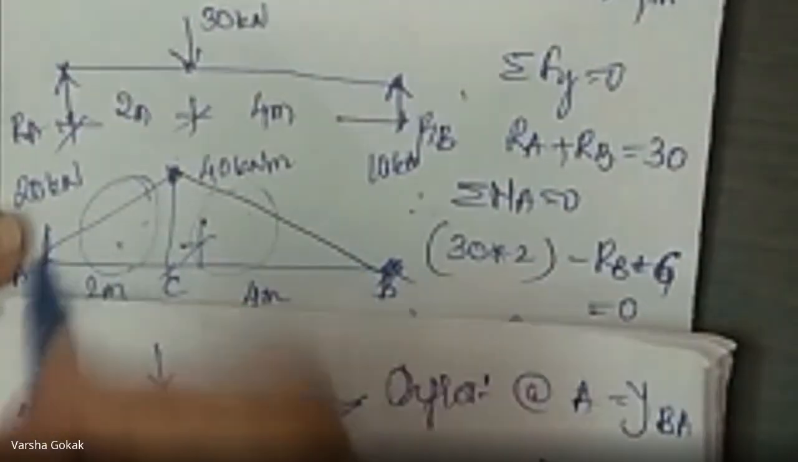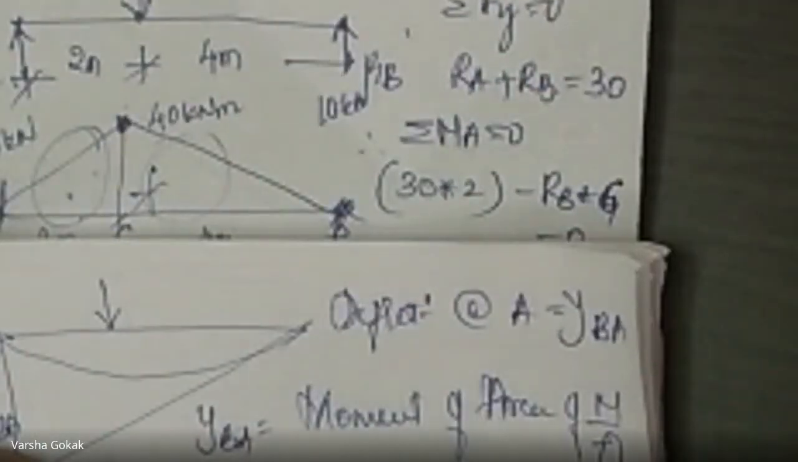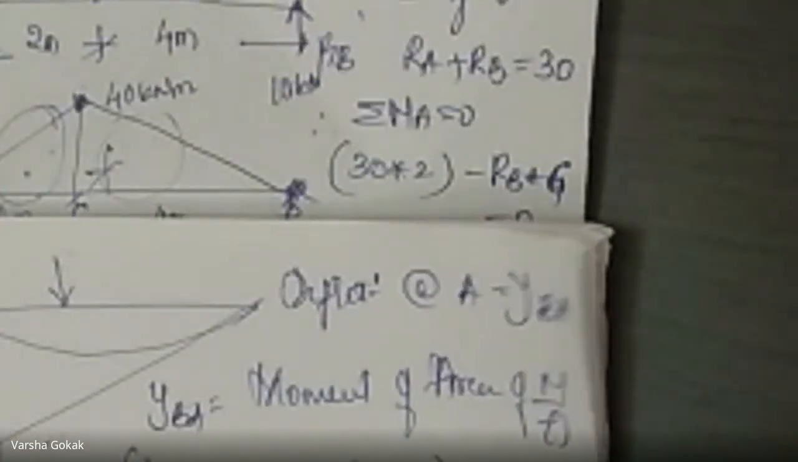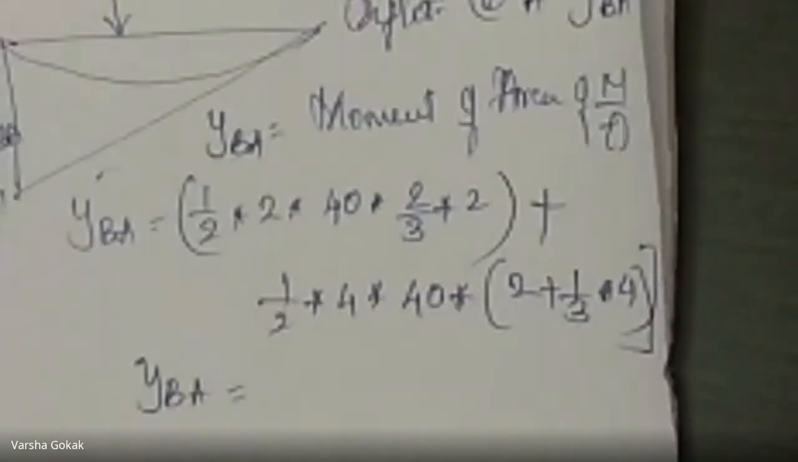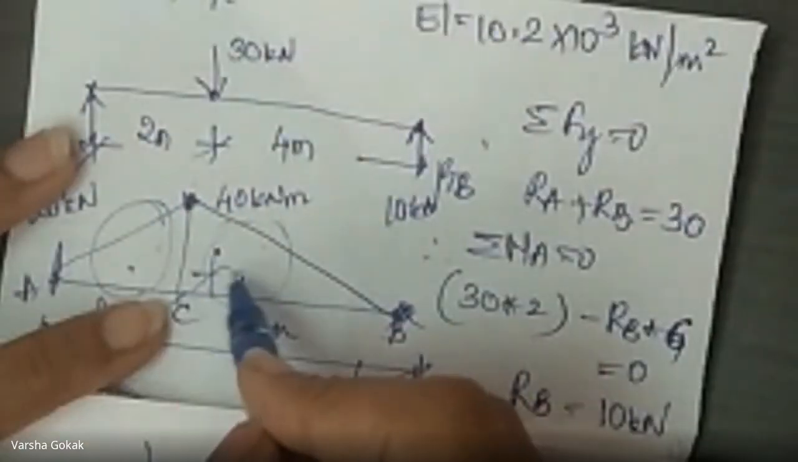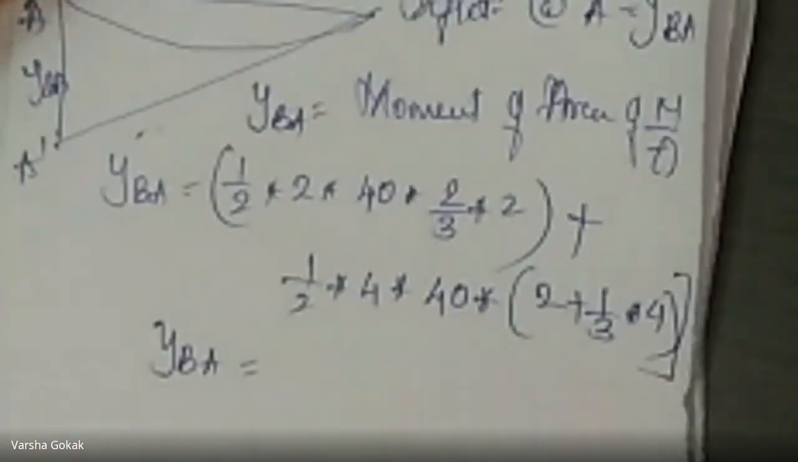We have the area, and I have to take the center point at this now. YBA can be written as half base is 2, height is 40, into 2/3 of 2 for the first triangle. Plus, the next one is half base into height into 2 plus 1/3 of 4. What is the value of YBA?